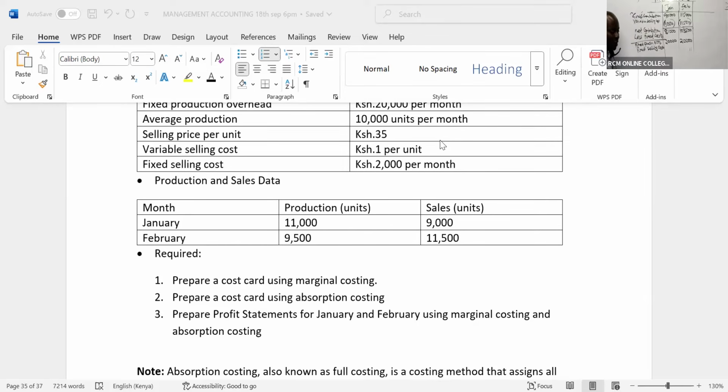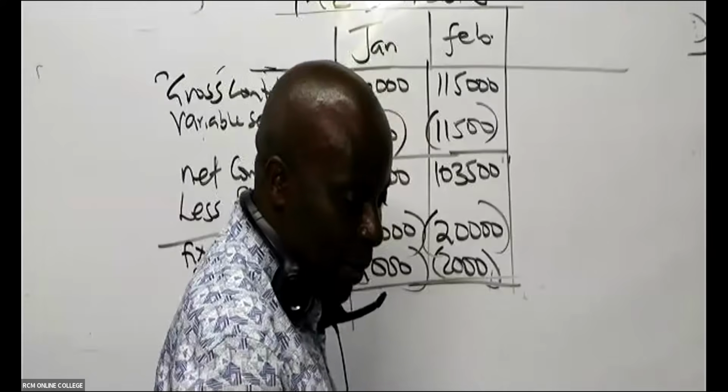And then we have the fixed selling cost. Are you able to see the fixed selling cost of 2,000 per month as well? Per month, like that. Now you are able to get our profit right away. So for January, it will be 81,000 minus 20,000 minus 2,000. Give me a number, I write. I want to write something here.